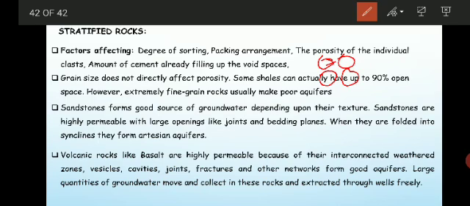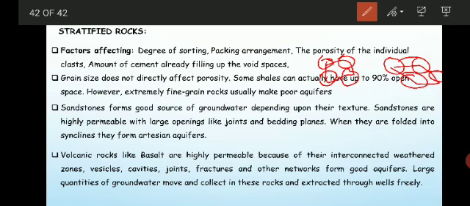This is the square packing. So here the porosity will be more, and here the porosity will be less, that is the rhombic pattern. Okay, you can see. So this is called the packing arrangement, square or rhombic.